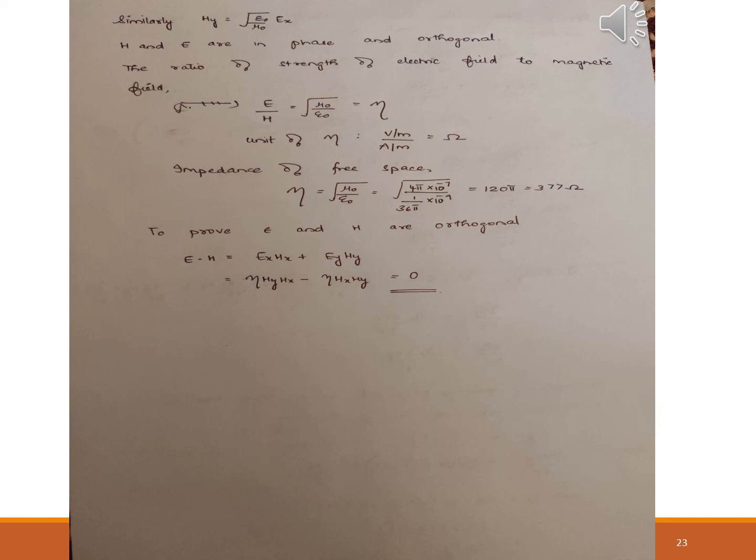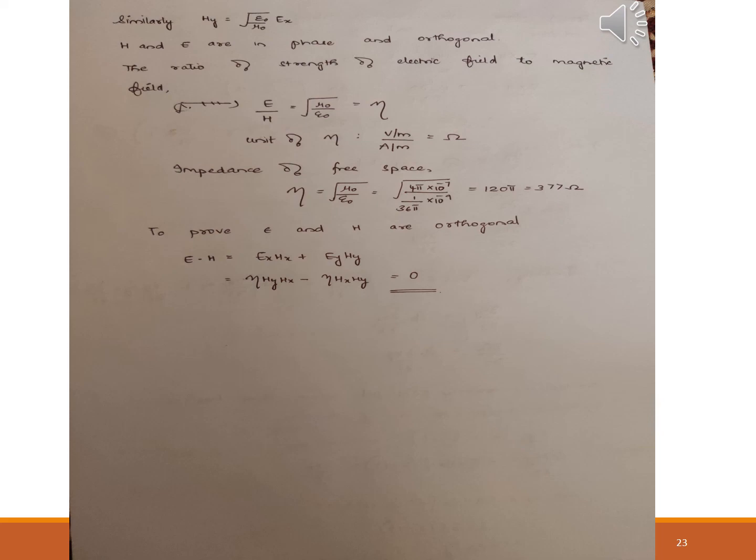So now we have derived expressions for Hy in terms of Ex, and similarly Ex in terms of Hy. From these relations, what we can infer is that E and H at any point are both in phase and they are orthogonal. All these things about intrinsic impedance I just discussed, you can go through. The unit is ohms. So now finally, how do you prove that E and H are orthogonal?